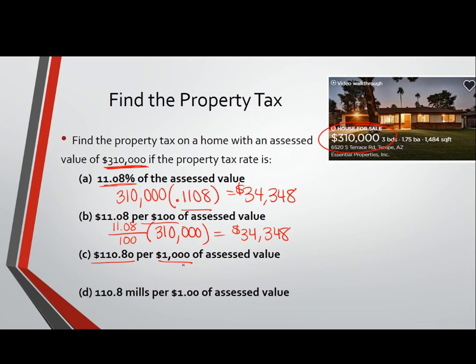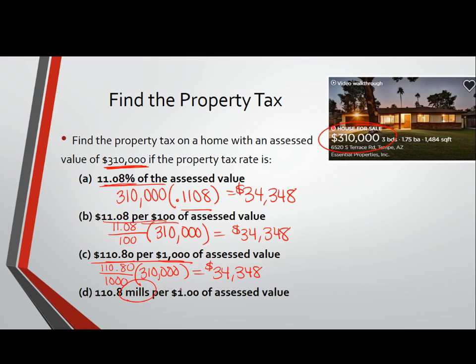Okay, here's $110.80 for every $1,000. So when I see this per, I'm going to just basically put it over that number. So 110.80 divided by 1,000, and that's going to get multiplied by the 310,000. And guess what? This gives you the same exact thing. So this is saying the same thing as those.